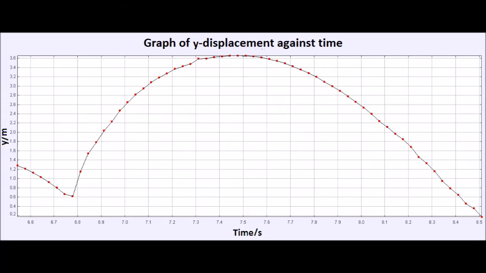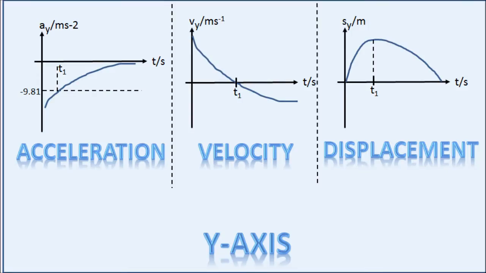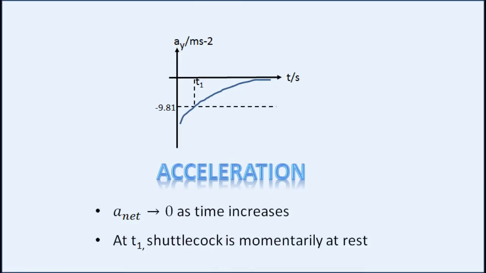Next, we will take a look at the y-axis. For the vertical component, effects of a force include weight and air resistance. Taking upwards direction as a positive direction, weight acts in the negative direction and air resistance acts in the direction opposite from the motion of the shuttlecock. We will first look at the acceleration time graph.